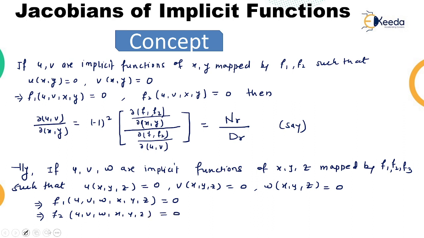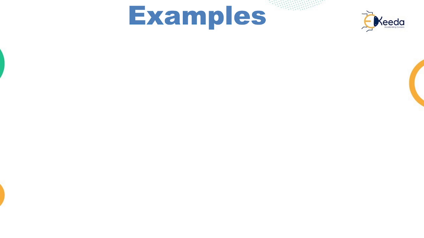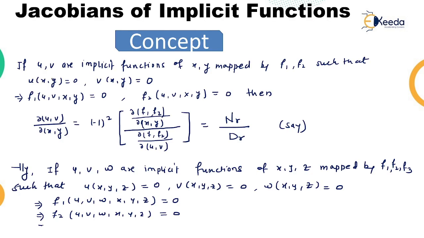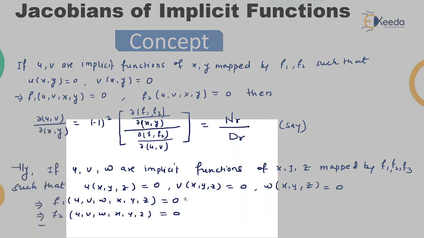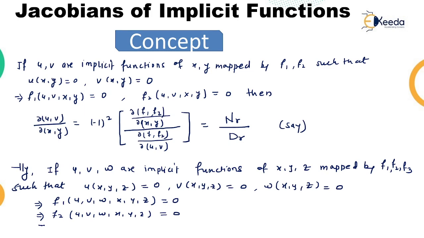So the same variables are there. And lastly we have to see the third function. So what is that? This third function is f3, and f3 of u, v, w, x, y, z, with the same variables, is equal to 0. This is for 3 functions. Then how will ∂(u,v,w)/∂(x,y,z) be calculated? Now let's see.